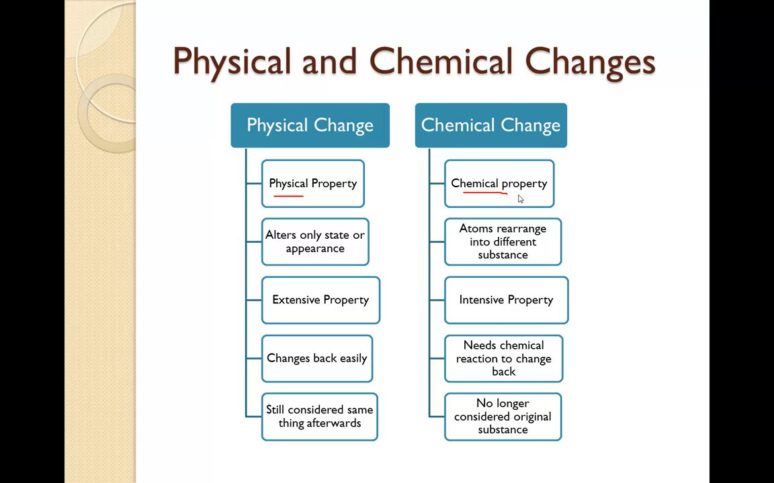The physical change will alter the state or the appearance. For instance, if you melt ice, now it's a liquid, but it's still considered H2O. Whereas with a chemical change, the atoms are actually rearranging themselves into a totally different substance. A physical change is an extensive property, meaning it matters the amount, whereas a chemical change is an intensive property, meaning that it's going to alter something like its density or the way it's going to react.